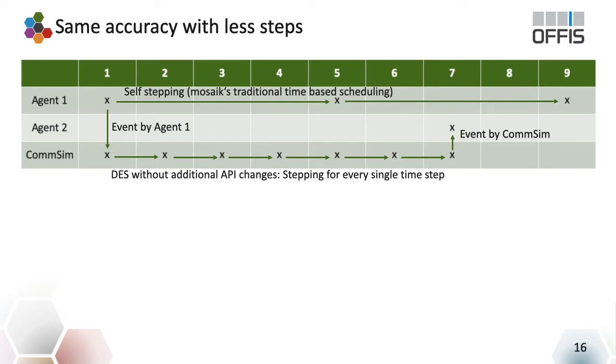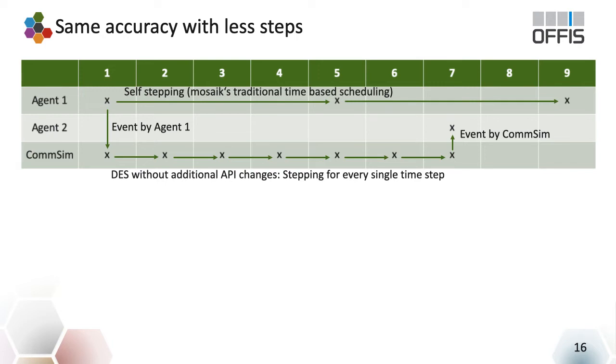I tried to highlight these performance improvements on this slide. So I want to have a look at a small example. We have two controlling agents, let's say in an energy system, and there's a communication simulator that wants to simulate the communication between these two agents. Let's say agent one is just a traditional Mosaik 2 agent. It will just step itself at time step 1, 5, 9, and it will carry on in this way.